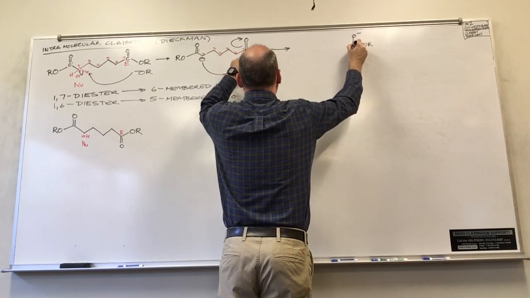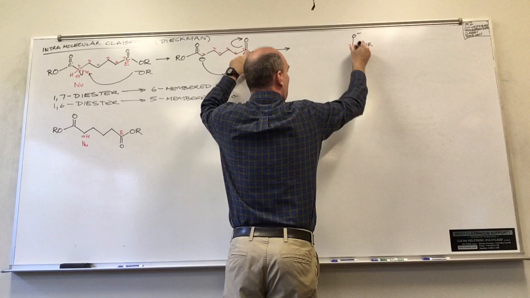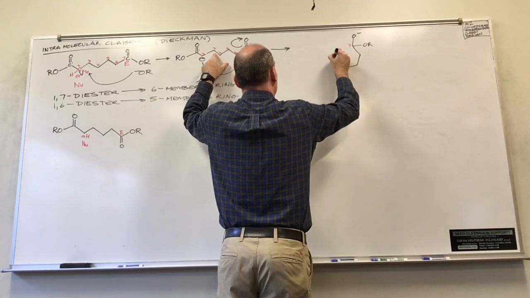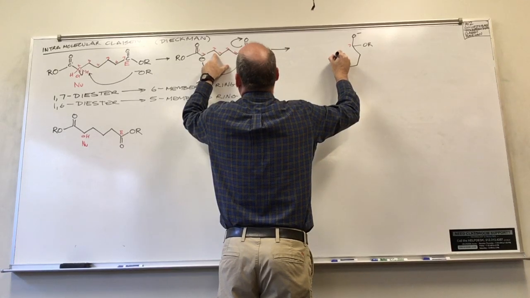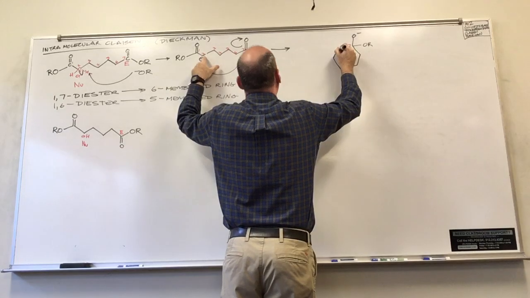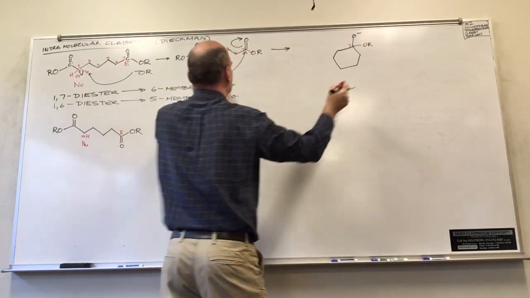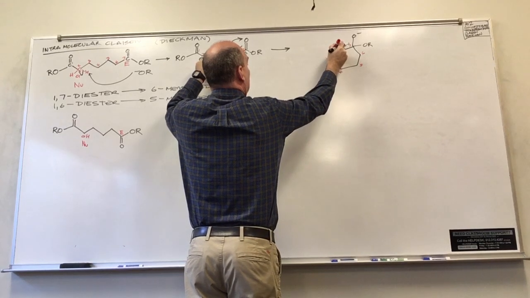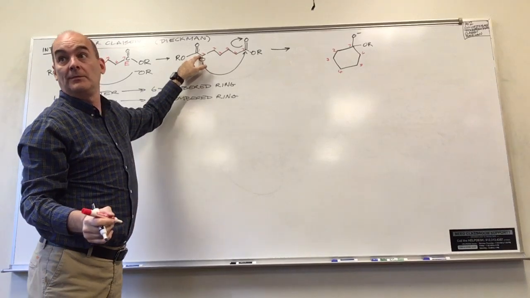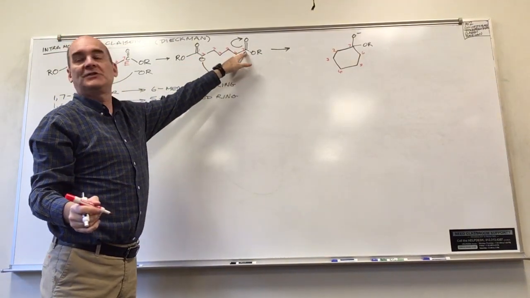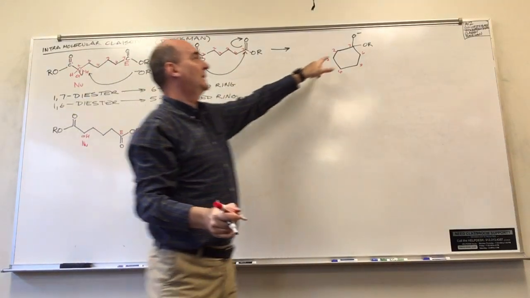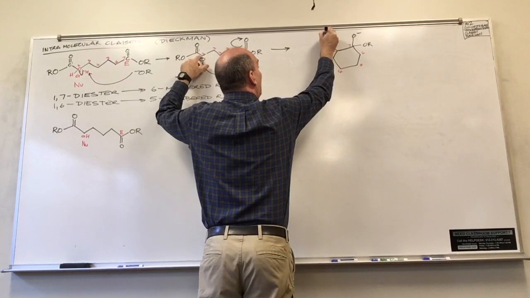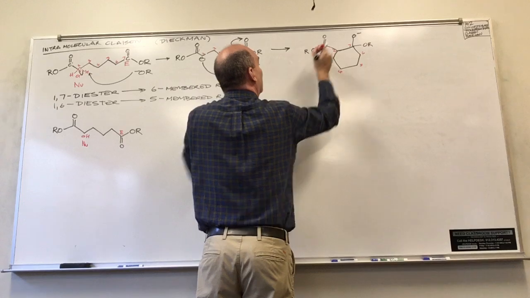7 is attached to 6, which is attached to 5, which is attached to 4, which is attached to 3, which is attached to 2, and 2 is attached to 7. 6, 5, 4, 3, 2. I've made a new bond from carbon 2 to carbon 7. That's the new bond between carbon 2 and carbon 7. Carbon 2 is also holding on to the ester group from carbon number 1.